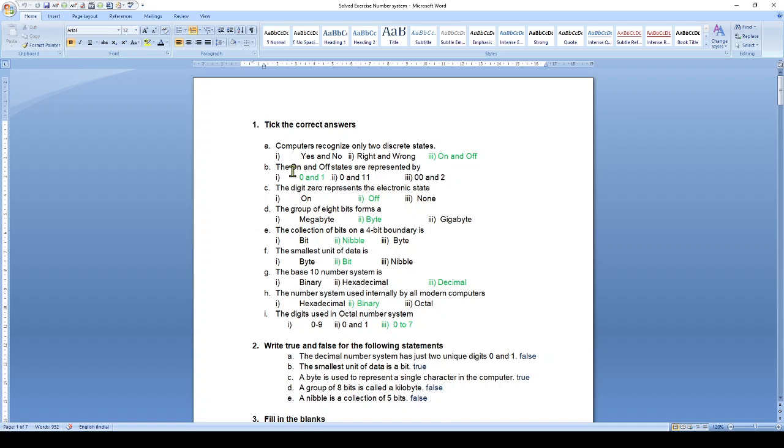Next one, the on and off states are represented by 0 and 1, 1 and 0, or 0 and 2. The right option is, you all know, 0 and 1. The on and off states are represented by 0 and 1. Next, the digit 0 represents the electronic state on, off, or none. The digit 0 represents the electronic state off.